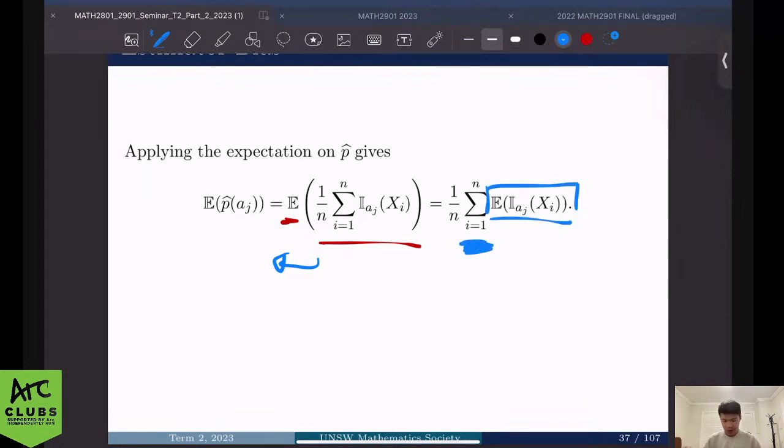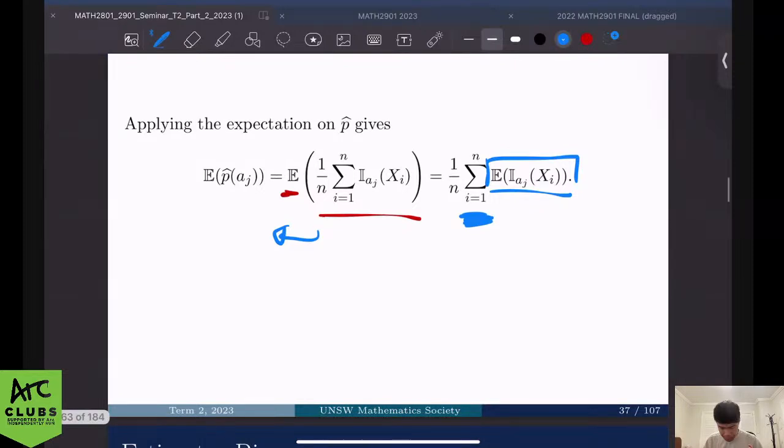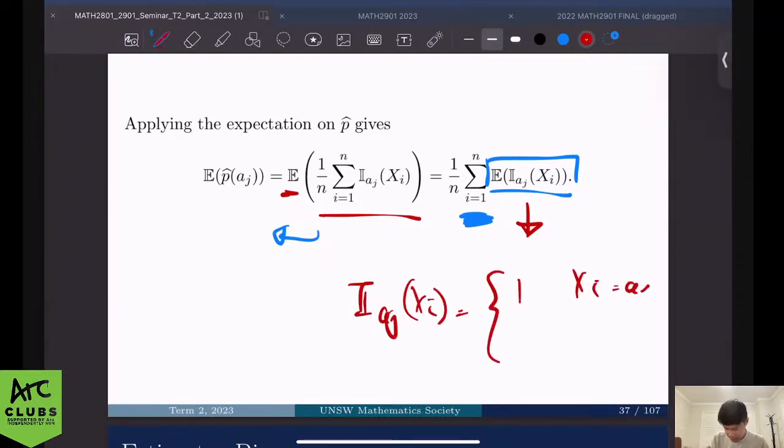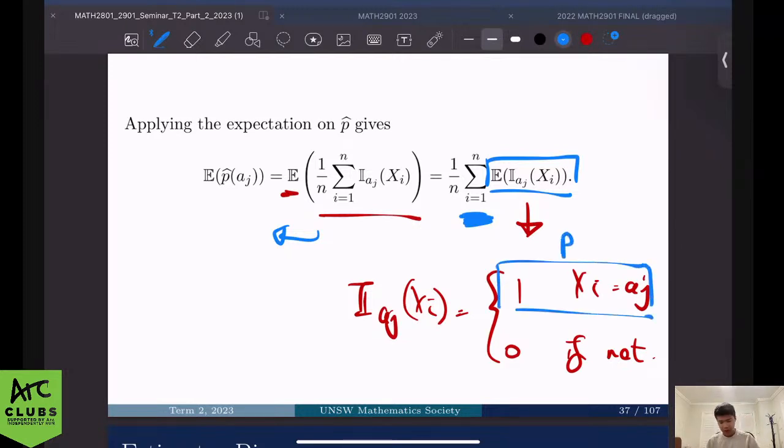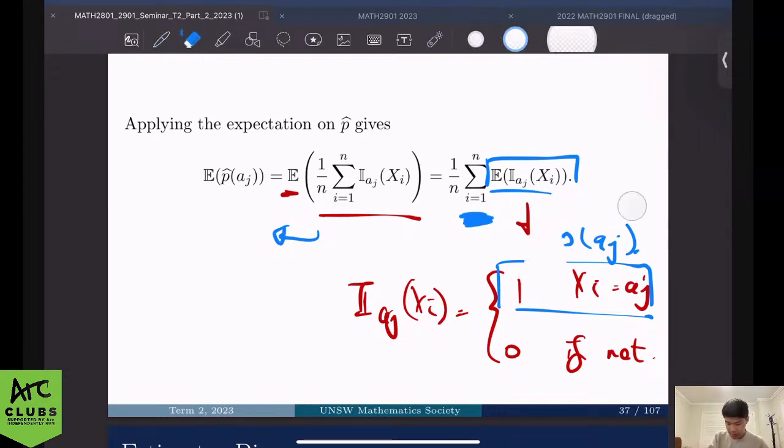Now this thing over here, the expected value of the indicator function, is a Bernoulli random variable. It's equal to 1 if xi is equal to aj, and 0 if not. With a Bernoulli random variable, the important thing is how likely this is, the probability of it happening. By definition, that is equal to P of aj, because when is xi equal to aj? That has probability P of aj.